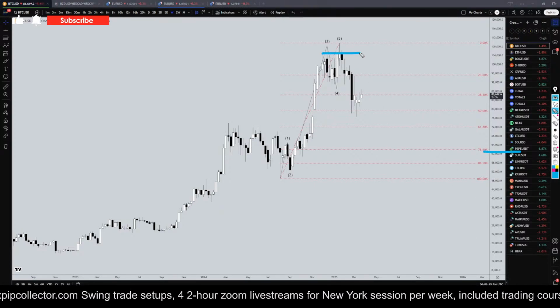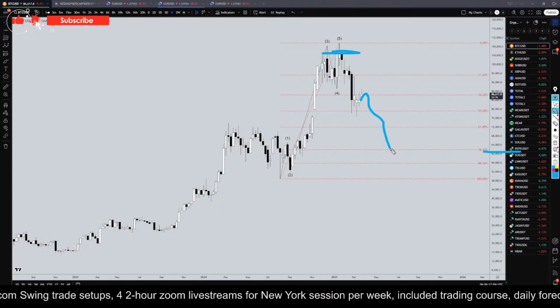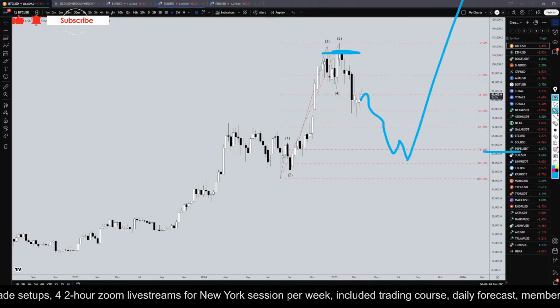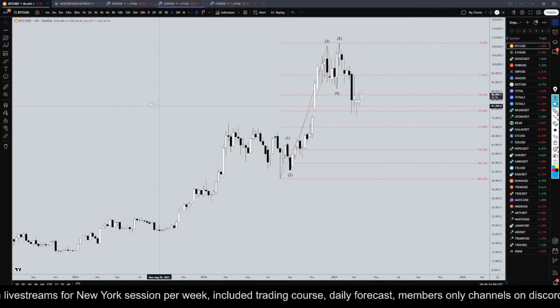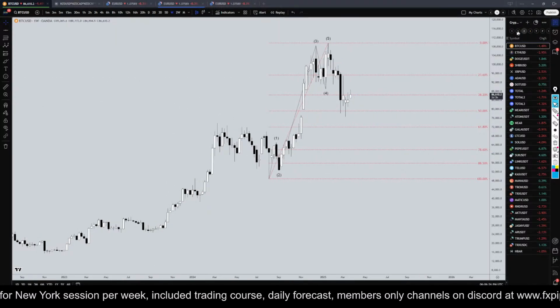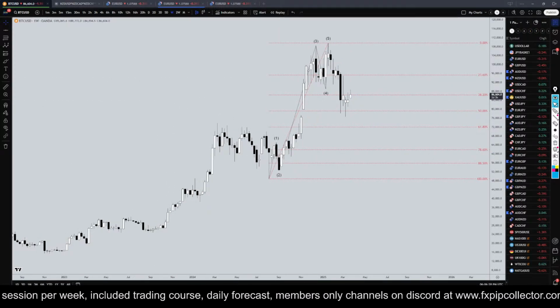All retail traders that bought up here at 105 are going to get out at 62, and then smart money traders will probably ride it right back up. So that's what my opinion is on Bitcoin, at least. Yeah, let's get back to the Forex pairs.